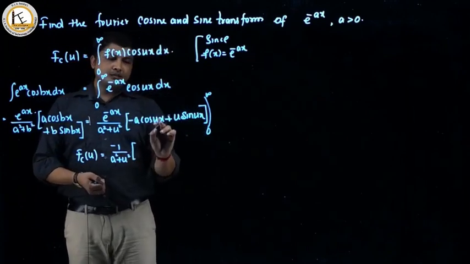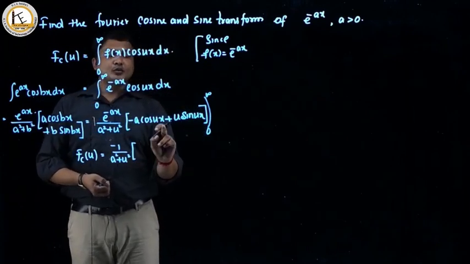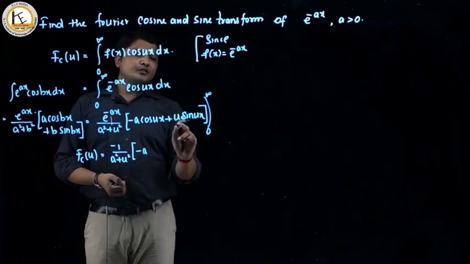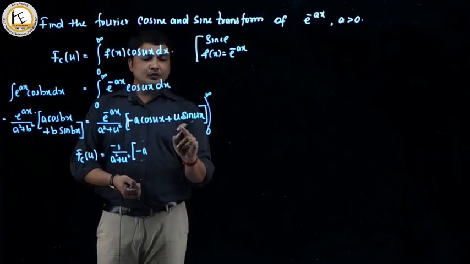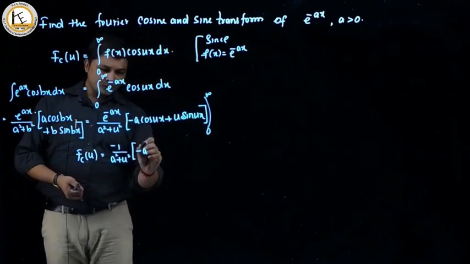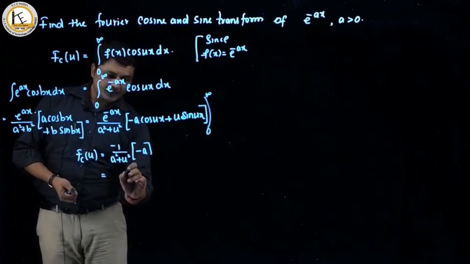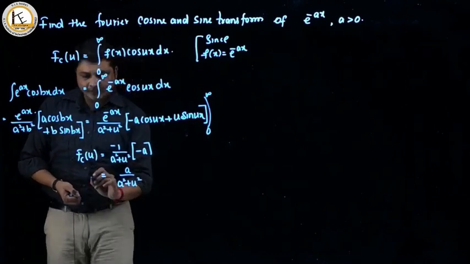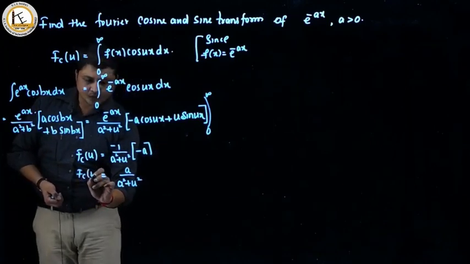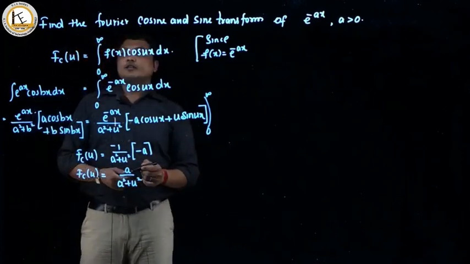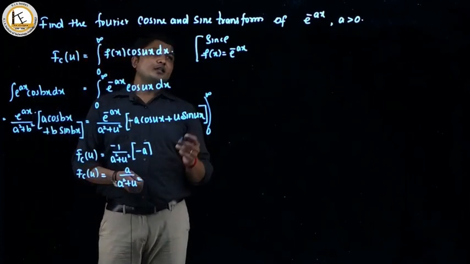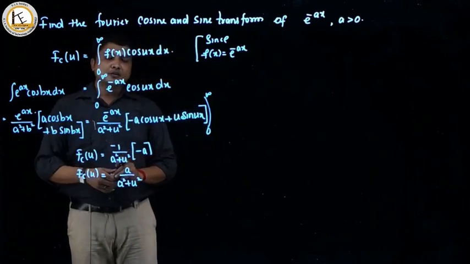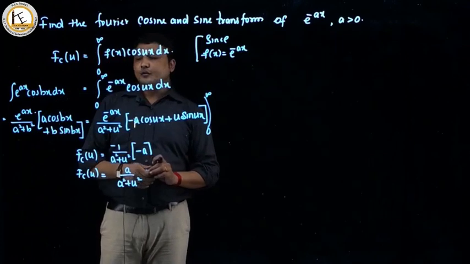And now substituting x equal to 0, we have cos 0. Cos 0 is nothing but 1, so remaining is minus a here. Since we know that sin 0 will be 0, this term vanishes. Therefore we have the final answer a divided by (a square plus u square), and this is representing the cosine transform of the given function f of x equal to e raised to minus ax. So this is the first part. We got the cosine transform of the function f of x.